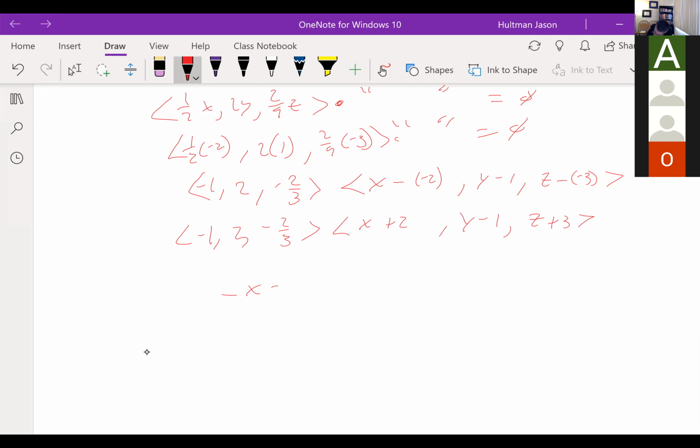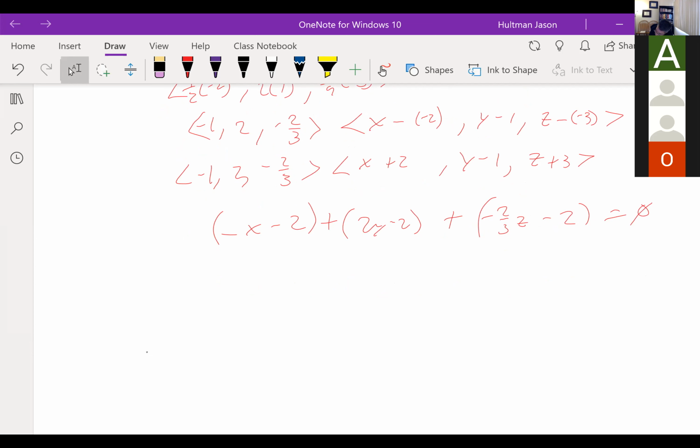This is going to be -x minus 2 plus 2y minus 2 plus -2/3 z minus 2, equals 0. I don't really need the parentheses, since everything's addition. But this becomes -x plus 2y minus 2/3 z. This is -2, -2, that's easy, that's -6, equal to 0.